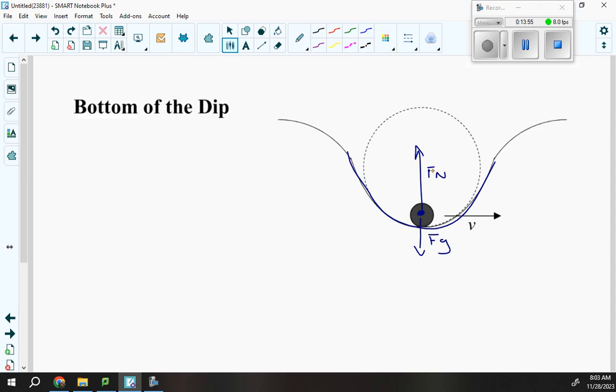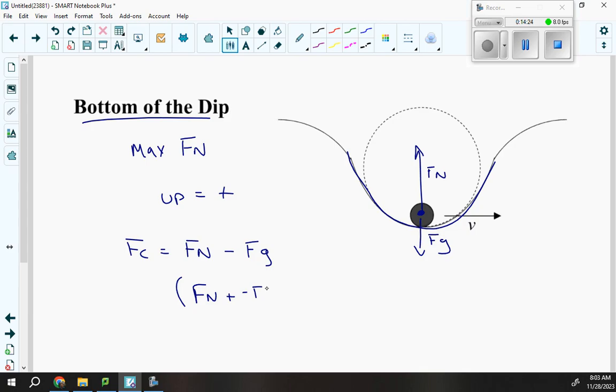And just like if we were whipping keys around in a circle, because we're at the bottom of the dip, this is going to be our maximum Fn, or maximum apparent weight, just like it was maximum tension with the keys. And if I were looking at this, we would call up positive. So as I'm building my formula, Fc is going to be equal to Fn minus Fg. Keep in mind that you could also do Fn plus negative Fg, which would be essentially the same thing. So Fc is equal to, actually I should put brackets around the whole thing. That makes a little bit more sense.